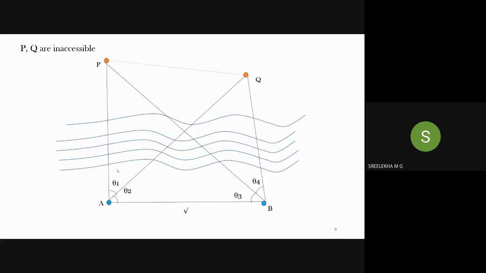Then you sight to the point Q again. You note the vernier readings A and B. Then sight the next point B. Note the vernier readings A and B. And finally, no other points are remaining other than your initial point P. Just sight to the point P again.